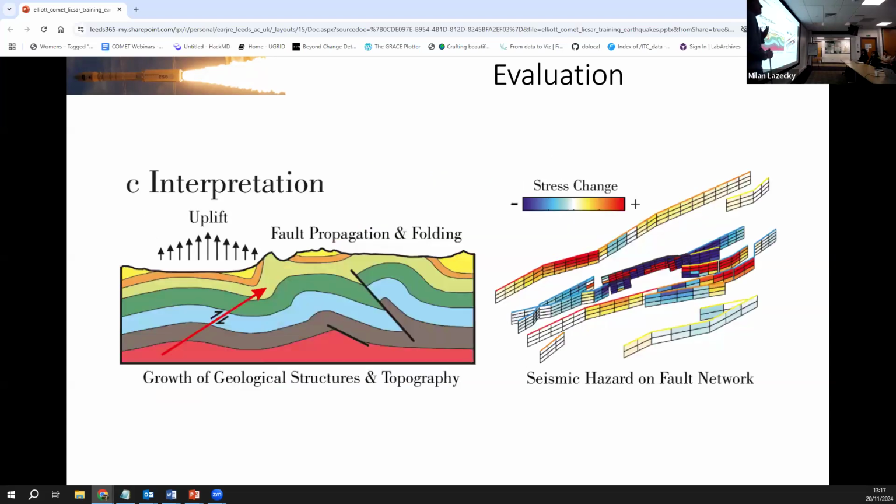And then we want to make use of that modeling approach and those data to interpret the way the Earth works. So as I said, what's uplifting basins and mountains? How are faults propagating and folding the stratigraphy? How is the stress being redistributed on the network of faults that might release stress here, but increase the stress on adjacent long strike faults that might rupture in either aftershocks or future main shock events?